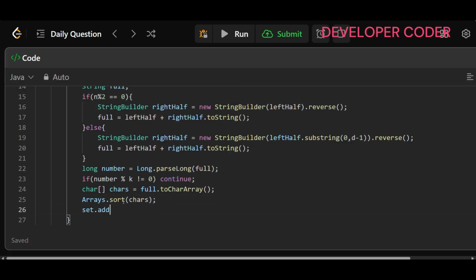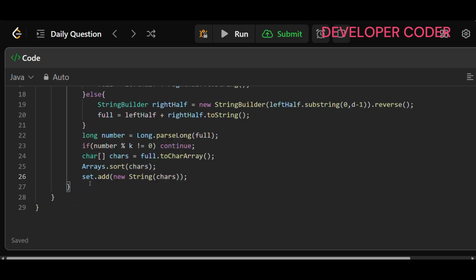Okay, set dot add new string, and here chars. Okay, so this is done, right? Now after that, we are done with the complete process. Now we have to just add the different types of permutations.